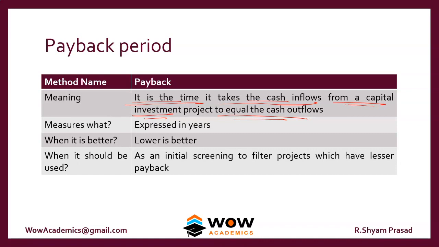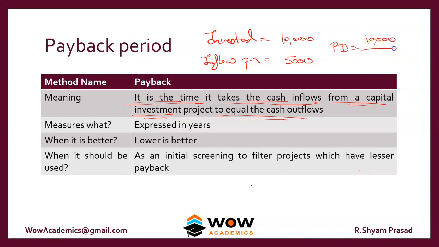So assume that you have invested around 10,000 rupees in a project, and the inflow per annum from the project is 5,000. So what is the payback? Payback is simply 10,000 divided by 5,000. The answer comes to 2. So that is the payback.